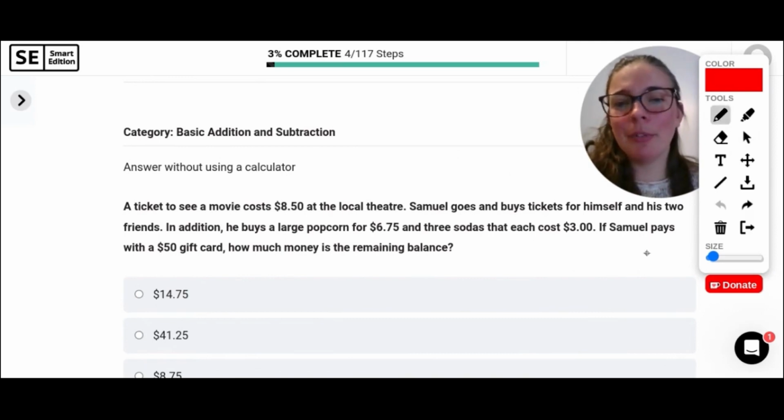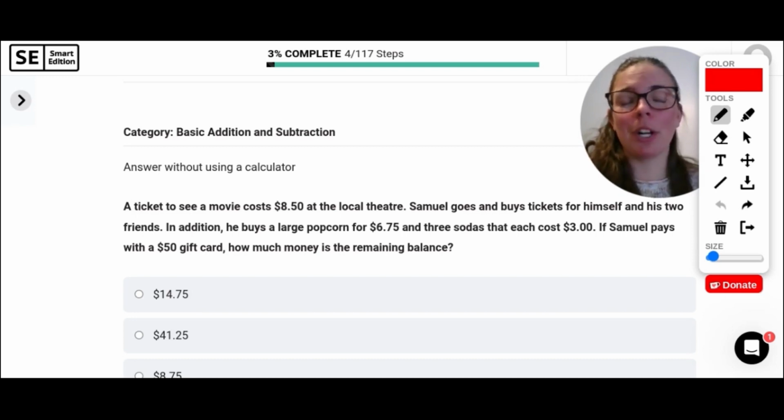A ticket to see a movie costs $8.50 at the local theater. Samuel goes and buys tickets for himself and his 2 friends. In addition, he buys a large popcorn for $6.75 and 3 sodas that each cost $3. If Samuel pays with a $50 gift card, how much money is the remaining balance?